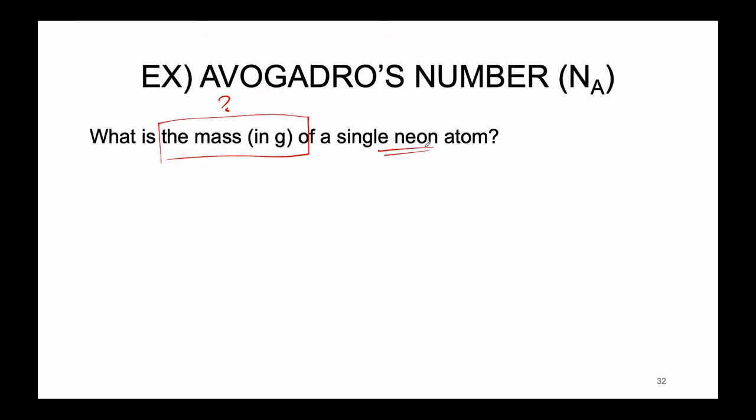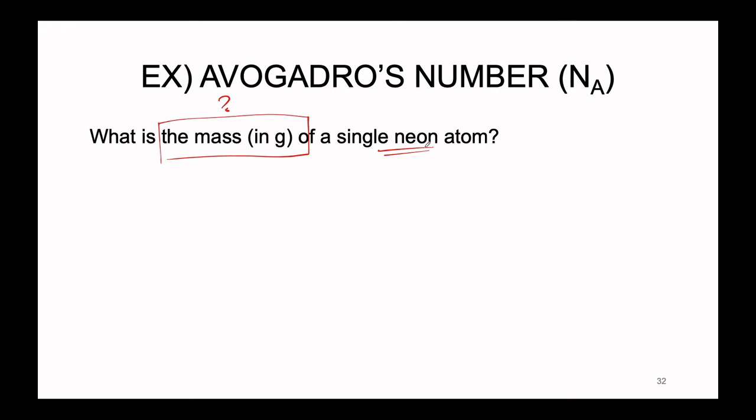So if we could set up a scale, if we could develop technology that was sensitive enough that if we placed a single neon atom on top of that scale, what mass reading would it give us? Well, we actually don't even need a scale to figure this out, right? We can use the same type of calculations that we just learned, just in the reverse direction.